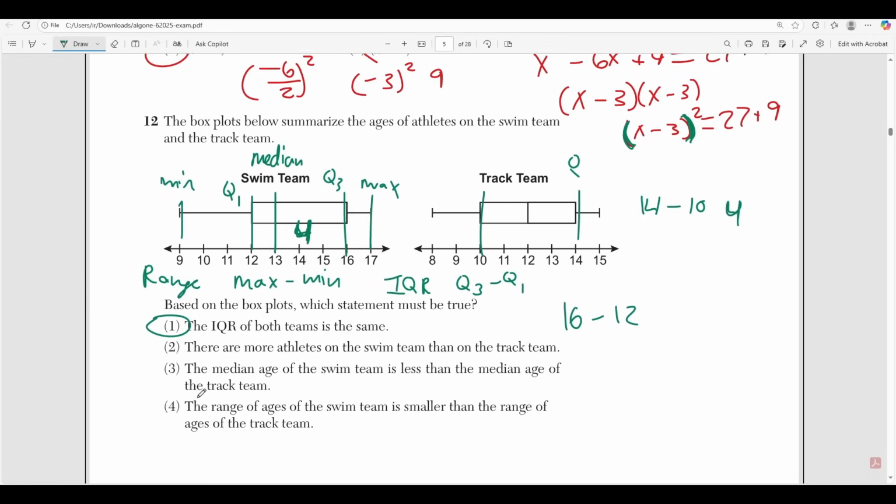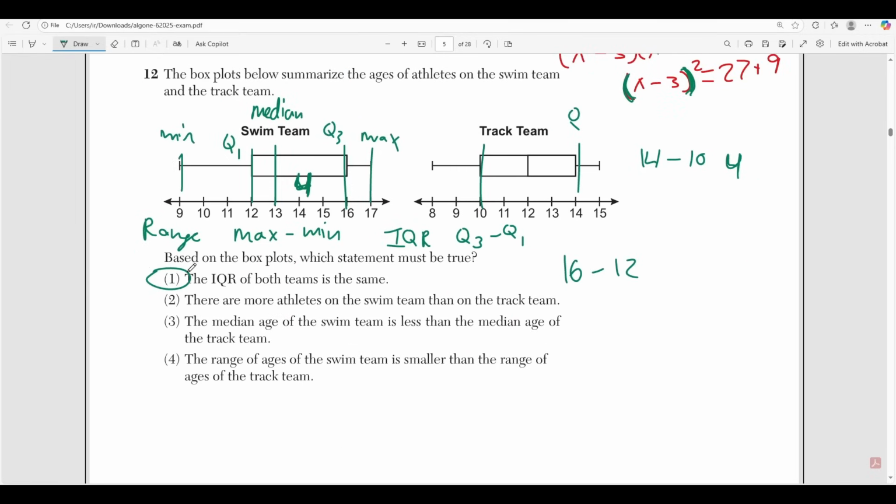Remember that box plots do not tell you the total amount of data. No, it does not tell you the total amount of data. So choice 2 is wrong. The median is more for the swim team, and the range of ages is actually larger for the track team. And in this case, the range they're talking about is the maximum minus the minimum. They will always specify whether they want the range or the IQR.